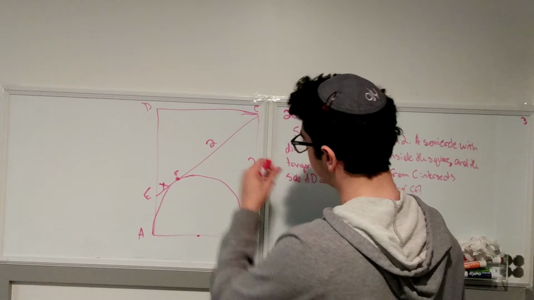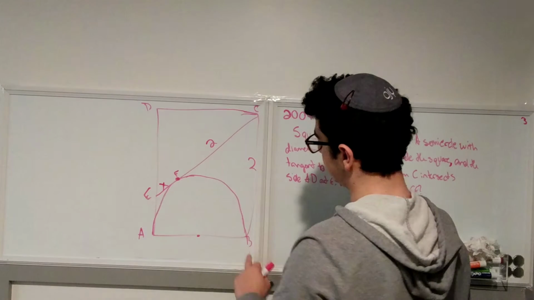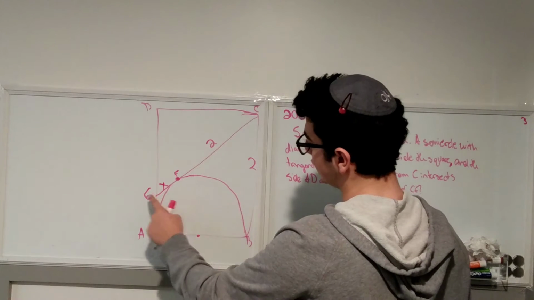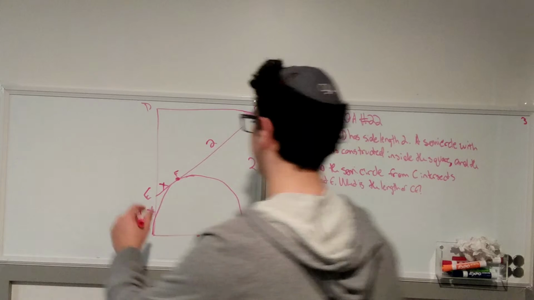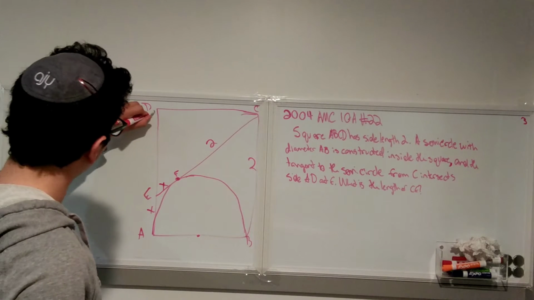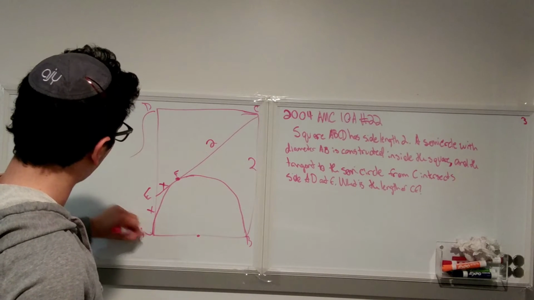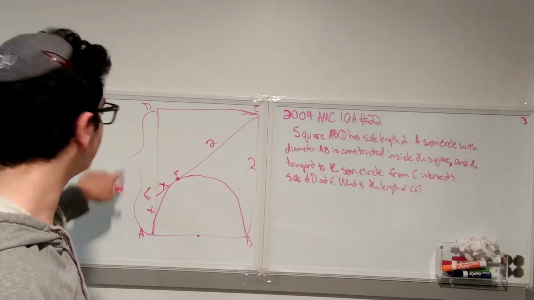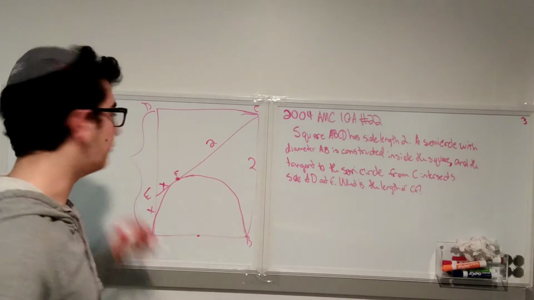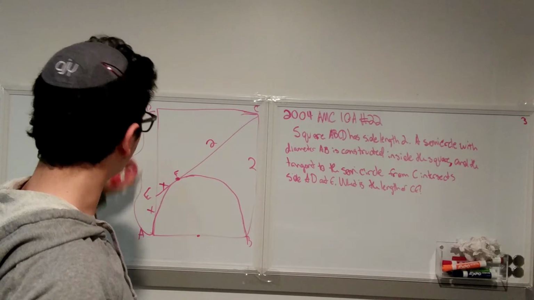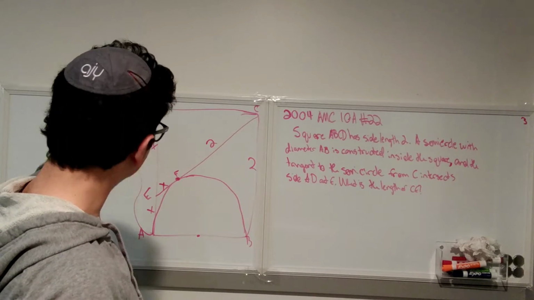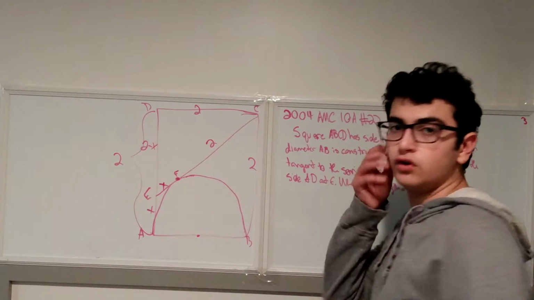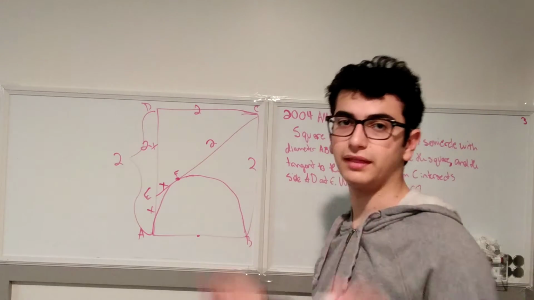Now using the same thing that we used to say that CF is equal to CB, we're going to say that EF is equal to EA, so this is going to be X. Now remember how this whole thing is equal to 2, so this DE is going to be 2 minus X, and this is just going to be 2. So from here, one of the things you can do is just use the Pythagorean theorem.